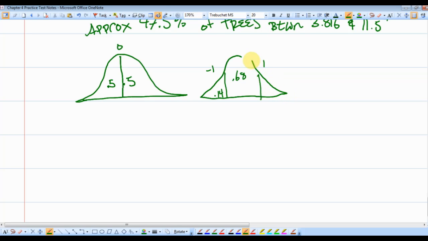That kind of looks like Darth Vader's helmet, doesn't it? They say like single peak, asymmetrical. And then the other one to memorize is this one. 2 standard deviations. This is 95% in the middle, and then 2.5% at the ends.